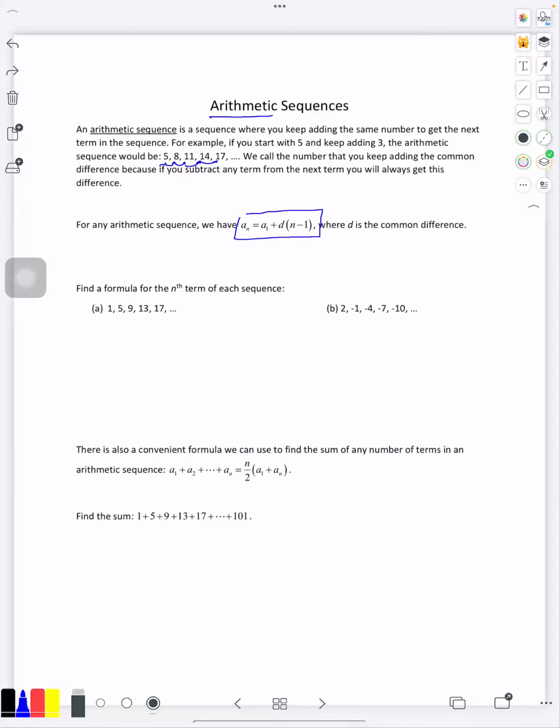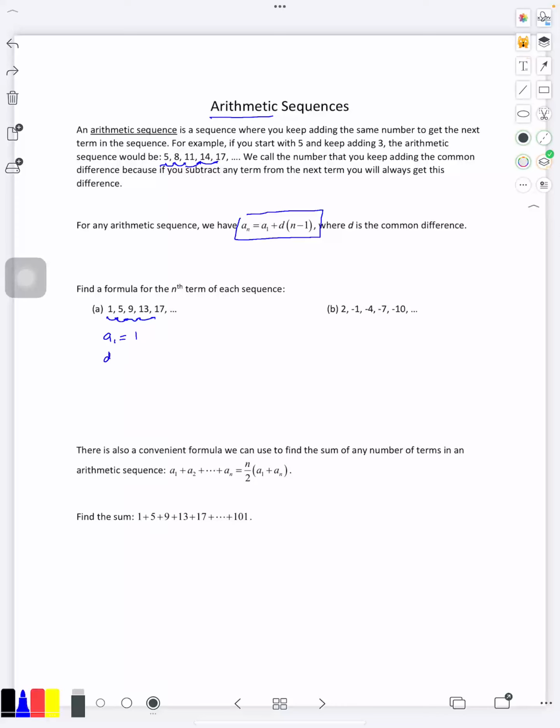So for this first sequence here, 1, 5, 9, 13, and so on, the first term is 1, and each time we are adding 4 to it here, so d is 4. So a1 plus d times n minus 1: 1 plus 4 times n minus 1, 4n minus 4 plus 1 is 4n minus 3. So that is the formula for the first one.